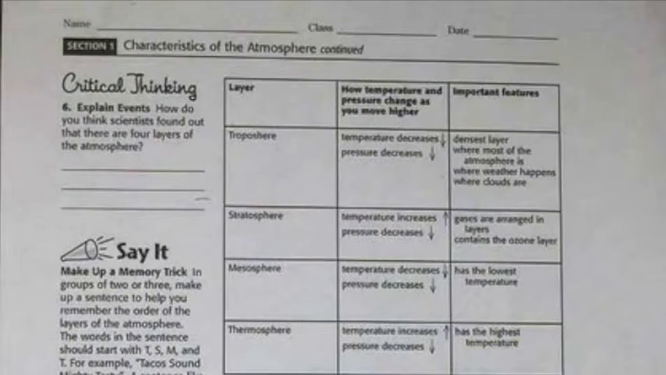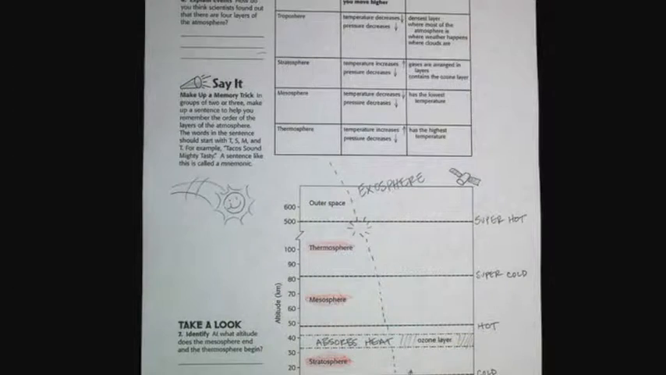Critical thinking. Number 6, explain events. How do you think scientists find out that there are 4 layers of the atmosphere? Why don't you think about that and put something down? I don't want to give you my idea. Question number 7. Take a look. Identify. At what altitude does the mesosphere end and the thermosphere begin? Well, if we look over here at the graduations on the left-hand side of our graph, we see that it's around 80 kilometers.